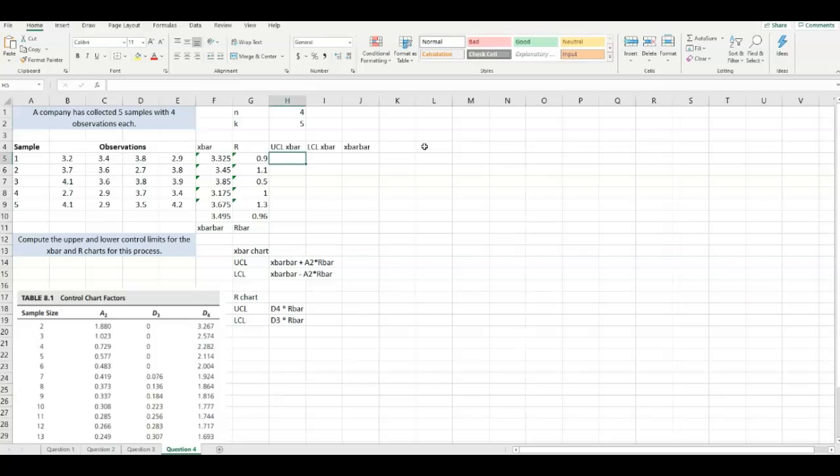So the A2 that we're going to have here in this formula, we find in this chart. Our sample size we see as 4. So we come to this chart, we see that our sample size is 4. The A2 that we want is 0.729. So let's put that into a cell that we can reference.